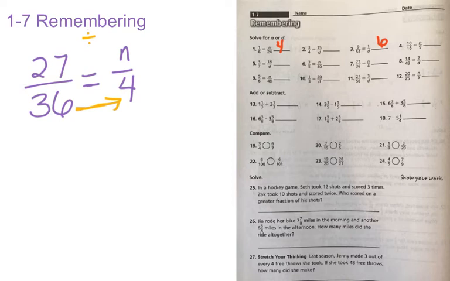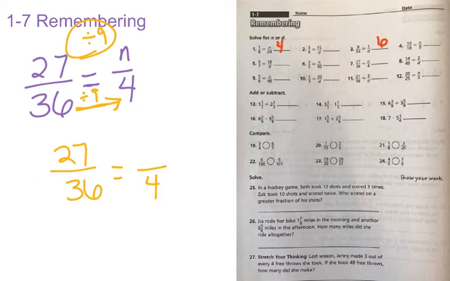Well, 36 divided by 4 is 9. And so we know that we're going to have to divide top and bottom by 9. So 36 divided by 9 is equal to 4. And 27 divided by 9 is equal to 3. So 27/36 is equal to 3/4. And we used a divisor in that one. Another equivalent fraction, 3/4. So n, which was what we were solving for, is 3.